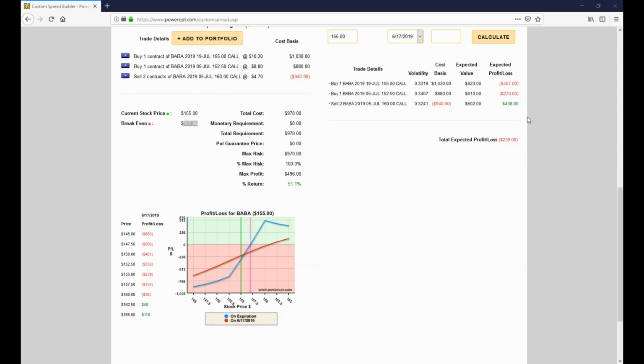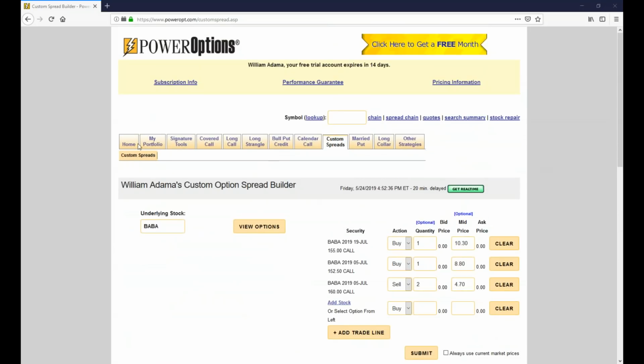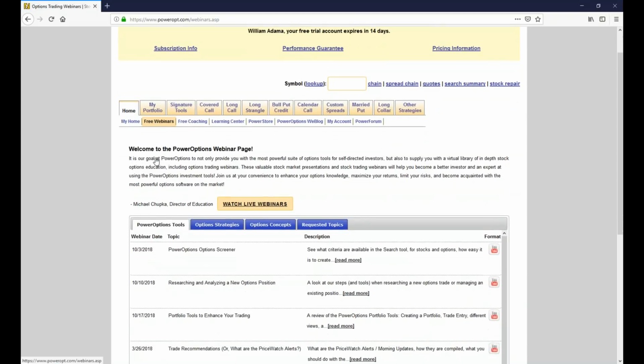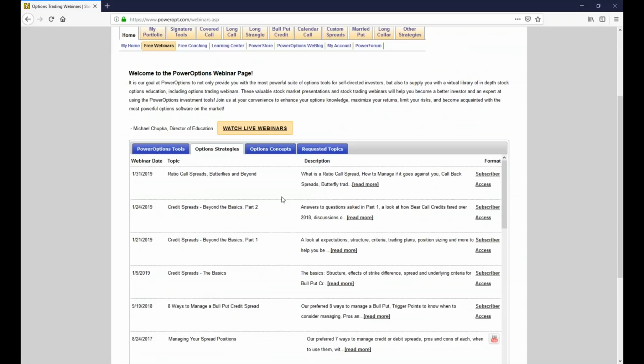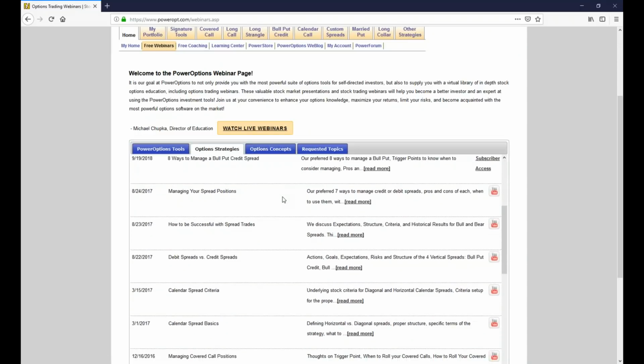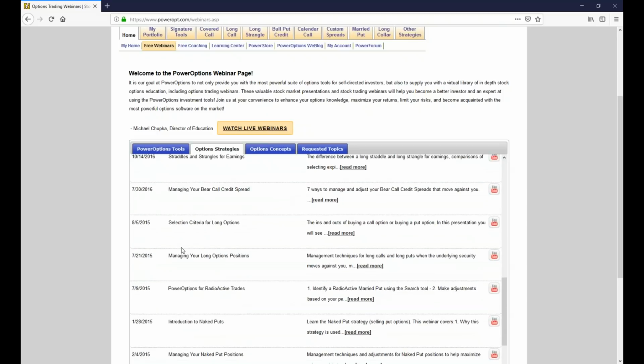Okay, so if you need other clarification on that going forward, I know there's a lot of numbers thrown at you, a lot of ideas on the stock repair, using a stock repair to repair an option. But remember, at any time, go to the free webinars page. When you're logged onto your account, go to Options Strategies and scroll down here. Very close. Managing your long options positions.